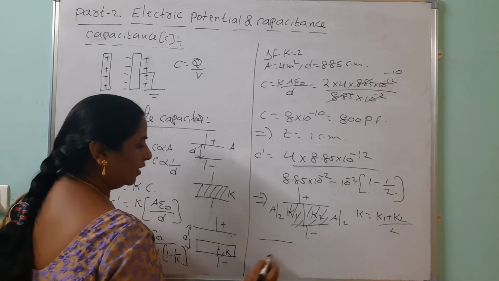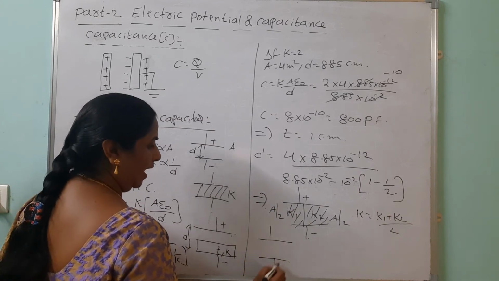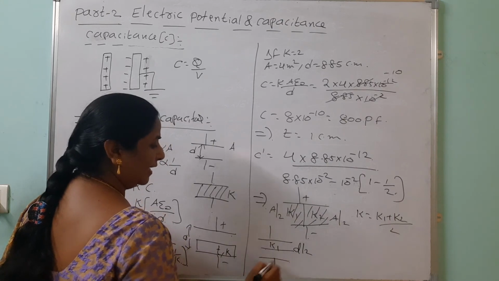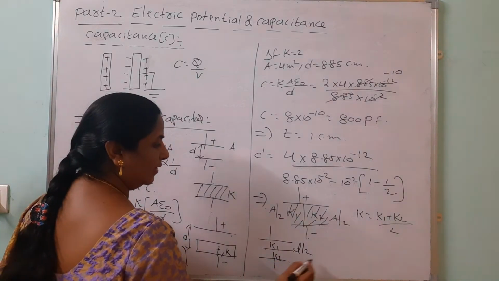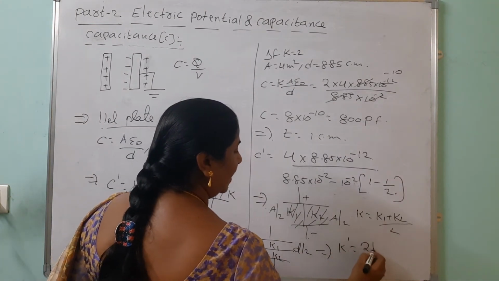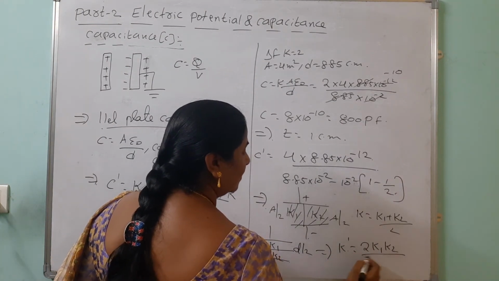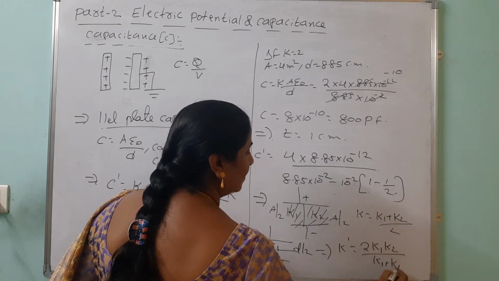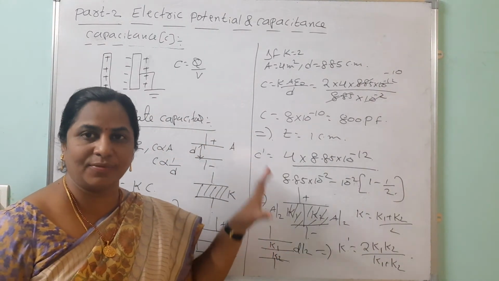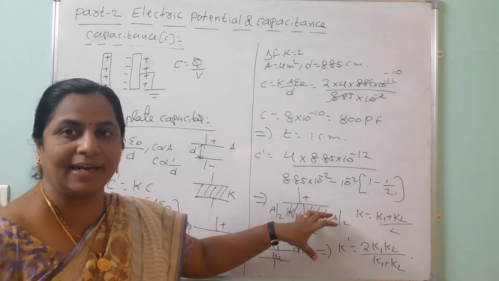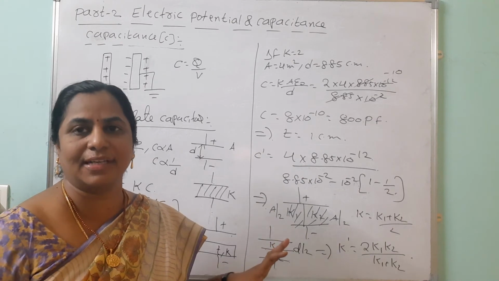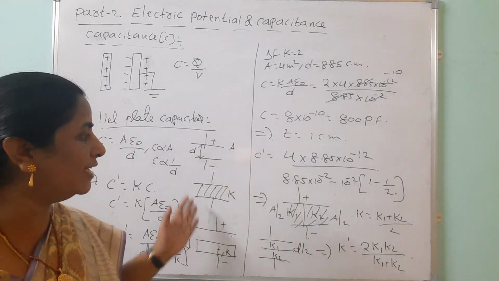Like that, if we take half of the distance, D by 2, with dielectric constant K1, and this is K2, then the resultant is 2K1 K2 by K1 plus K2. 2K1 K2 by K1 plus K2. So like that we can apply this including dielectric material. And if there is no dielectric, how do we find the capacitance? You should follow these many formulas.